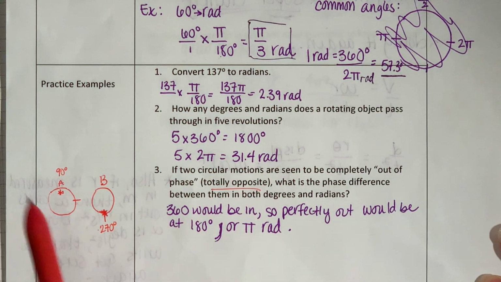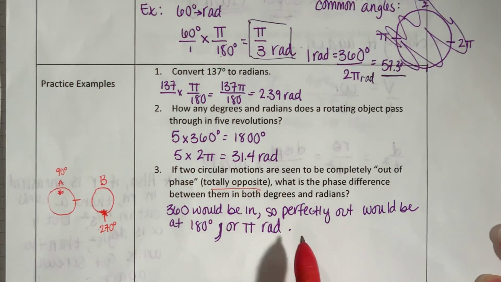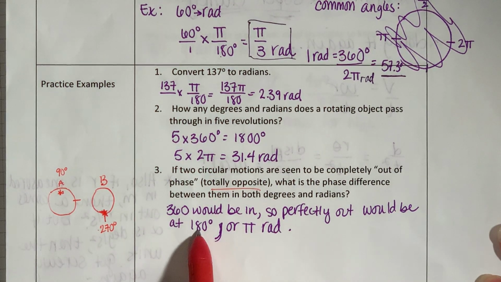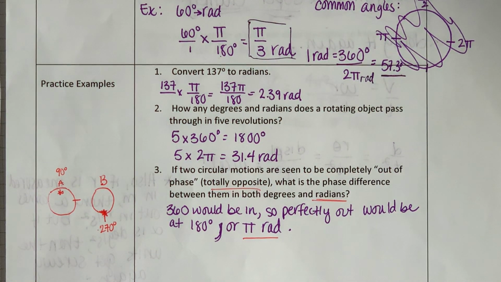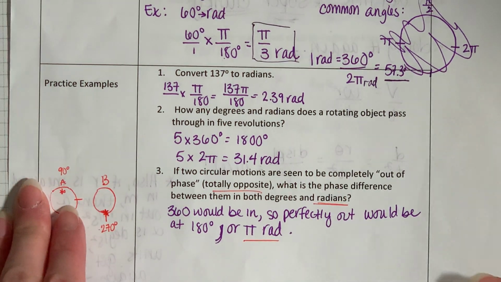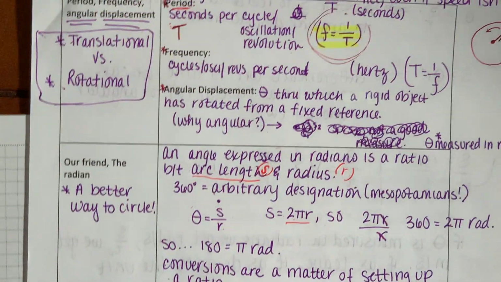So 360 degrees would be perfectly in phase with one another, and perfectly out of phase would be 180 degrees. And then they ask, what's that value in radians? Well, 180 degrees is pi radians. So hopefully thinking about what out of phase might mean, especially saying totally opposite, helps things along a little bit. So moving on.